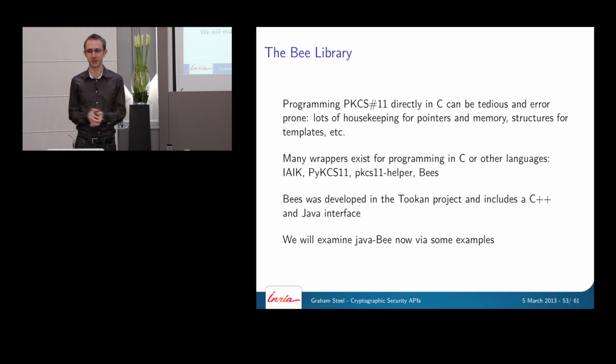Maybe you're the kind of guy who loves doing that in C, in which case you don't need that kind of library. But a whole bunch of people have written libraries that allow you to program in PKCS 11 in some other language. There's one developed at the University of Graz, there are ones in Python, there's all sorts. And so we developed one, for better or worse in Java, as part of the Tookan project, and it has a C++ and a Java interface. We're just going to have a look at a few quick examples of how you do this programming in Java.